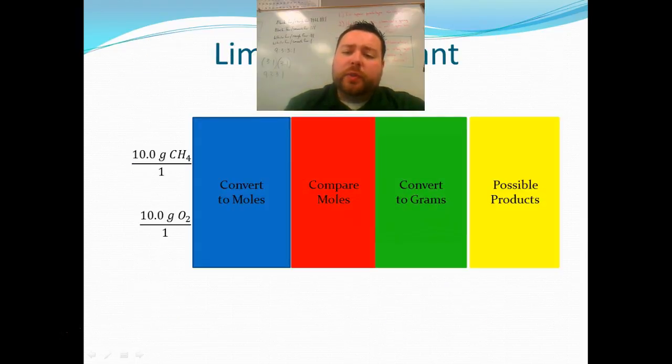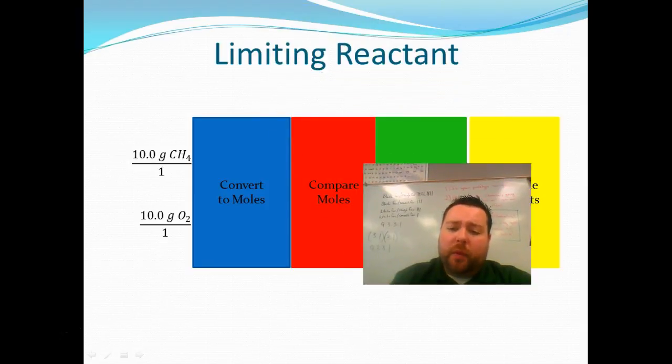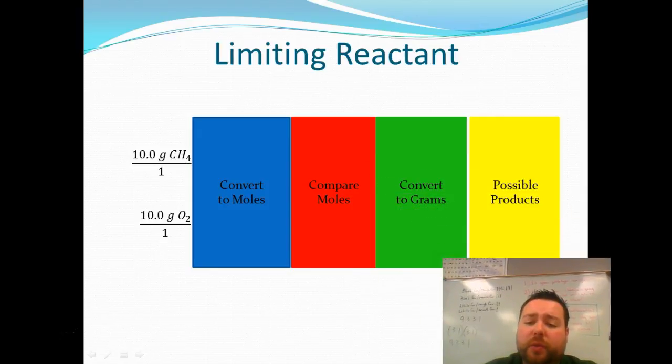So using what we've learned, we can use some of this information in order to figure out what our results will be. Let's say that I just started with 10 grams of methane and 10 grams of oxygen. I could use all the steps that we've determined through our stoichiometry unit in order to figure out how much product we would necessarily need.